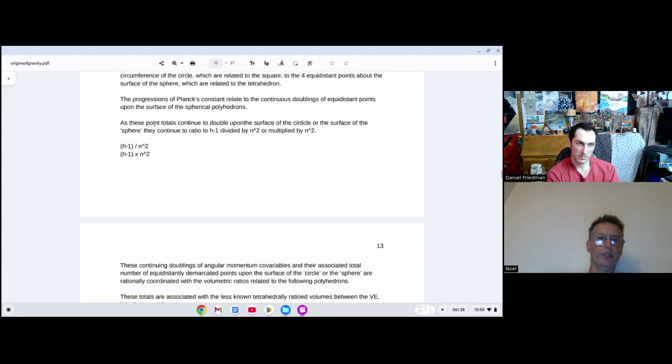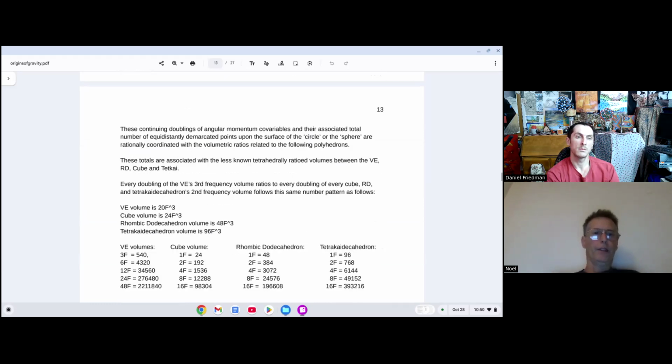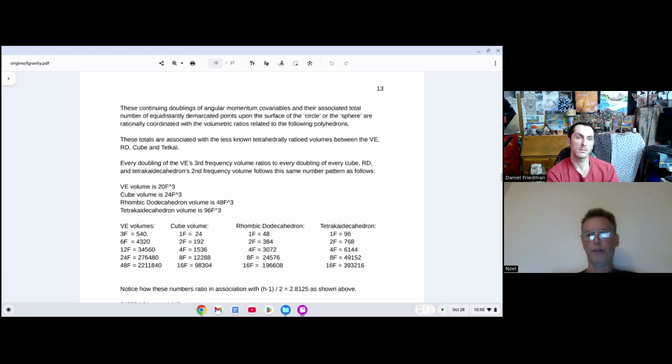As these points continue to double upon the surface of the circle or the surface of the sphere, they continue to ratio h minus 1 divided by n to the second power, or multiplied by n to the second power. So these continuing doublings of angular momentum covariables and their associated total number of equidistantly demarcated points upon the surface of the circle or the sphere are rationally coordinated with the volumetric ratios related to the following polyhedrons.